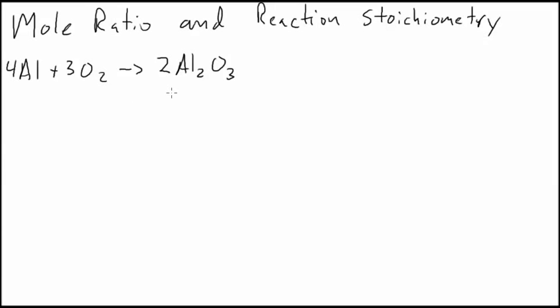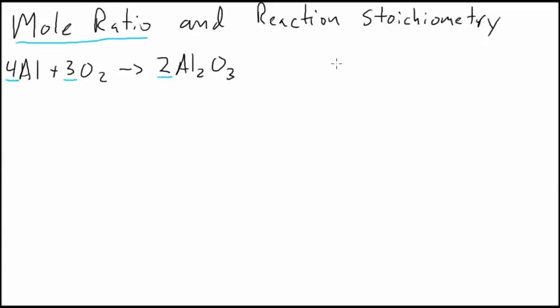Alright, so the first thing we're going to talk about is mole ratio. Mole ratio is basically the ratio of the number of molecules of one thing in the reaction to another thing in the reaction. And we find the mole ratio using the coefficients. It's really important that you can find the mole ratio between two compounds because you're going to use that as a conversion factor when you do reaction stoichiometry.